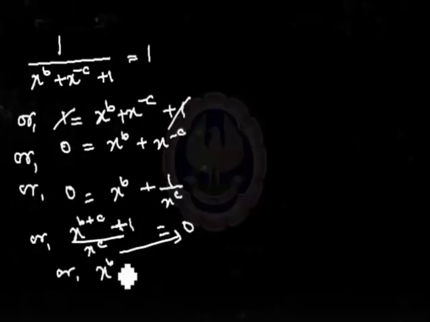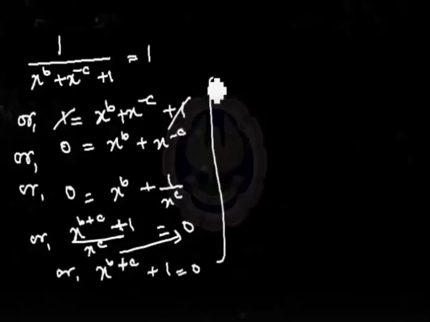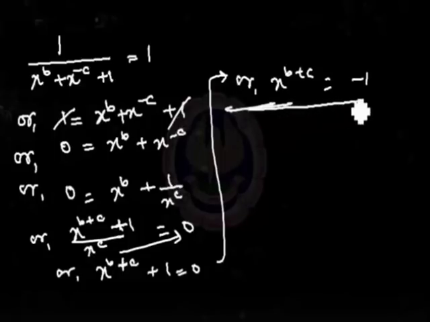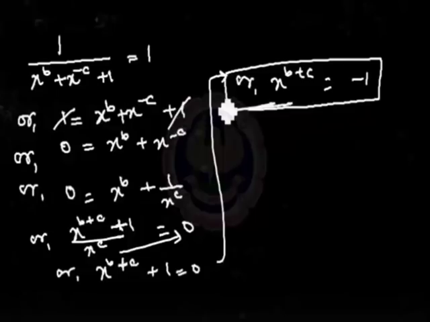This can be cross multiplied, so this will come 0. So x to the power B plus C plus 1 is equal to 0. Okay. So x to the power B plus C is equal to minus 1. So we'll remember that x to the power B plus C is equal to minus 1. Just remember this. I'm sure we'll get something to equate. Now let's solve the second part.